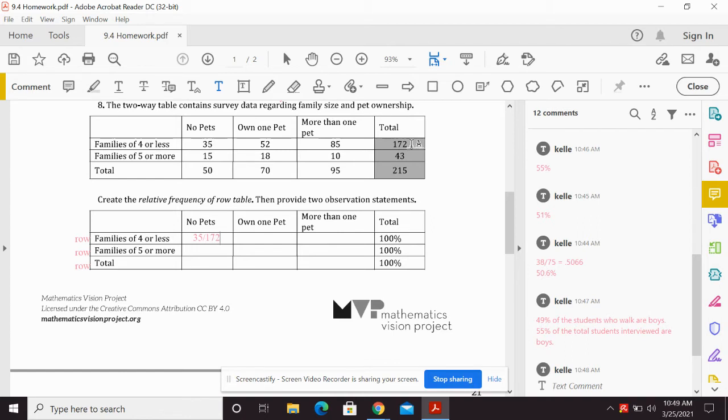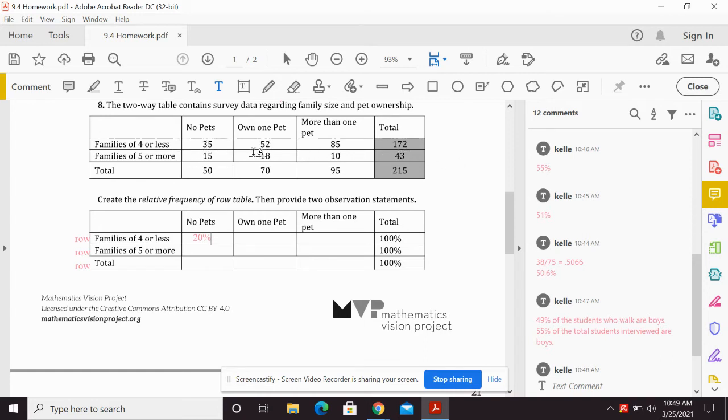All right, divide that, multiply by 100, which is the same thing as moving the decimal. So 35 divided by 172 is 0.203. And then you multiply that by 100, or move the decimal 2 spots to the right, so you get 20%. So now instead of looking at the column totals, you're looking at these.